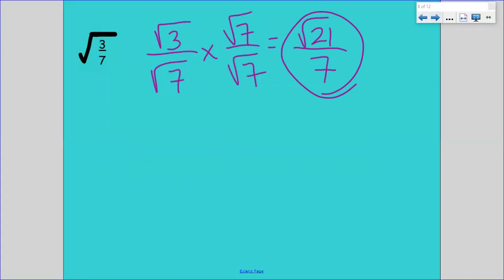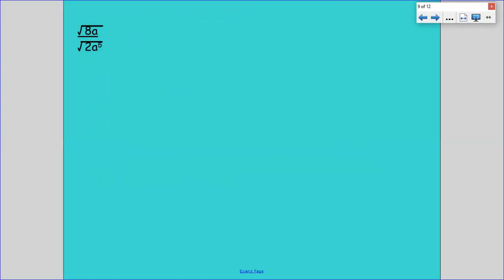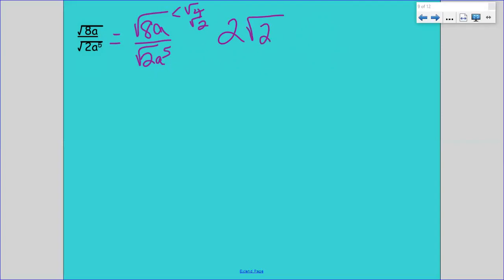All right, let's take a look at what this would look like with some variables in it. If you would like, you could simplify this first. So we have the square root of 8a over the square root of 2a to the 5th. Simplifying first, the top would be the square root of 4 and the square root of 2. So you could pull out that 4, which would be a 2 on the outside. The a can't be pulled out, and that square root of 2 would be left. So square root of 2a at the top.